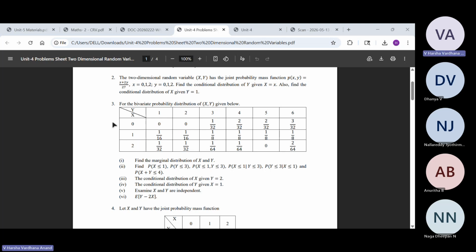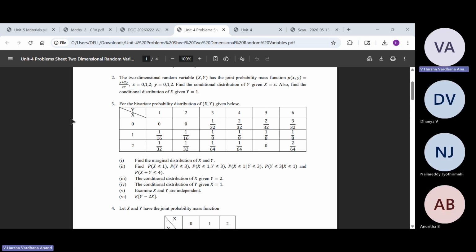So the marginal distribution, you have to find for x equal to 0, x equal to 1, and x equal to 2. You have to find for all of those. For x equal to 0, we just sum it all up. For x equal to 0, y is 1, 2, 3, 4, 5, 6. We just sum up all of this: 1 by 32 plus 2 by 32 plus 2 by 32 plus 3 by 32, which is 8 by 32, nothing but 1 by 4.